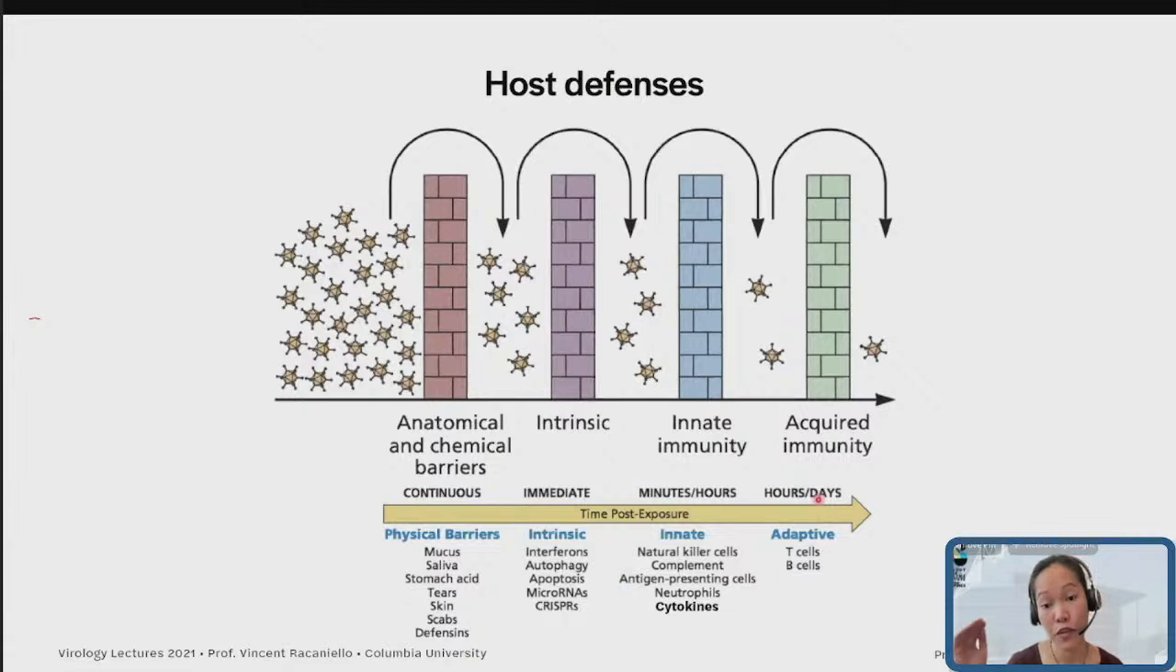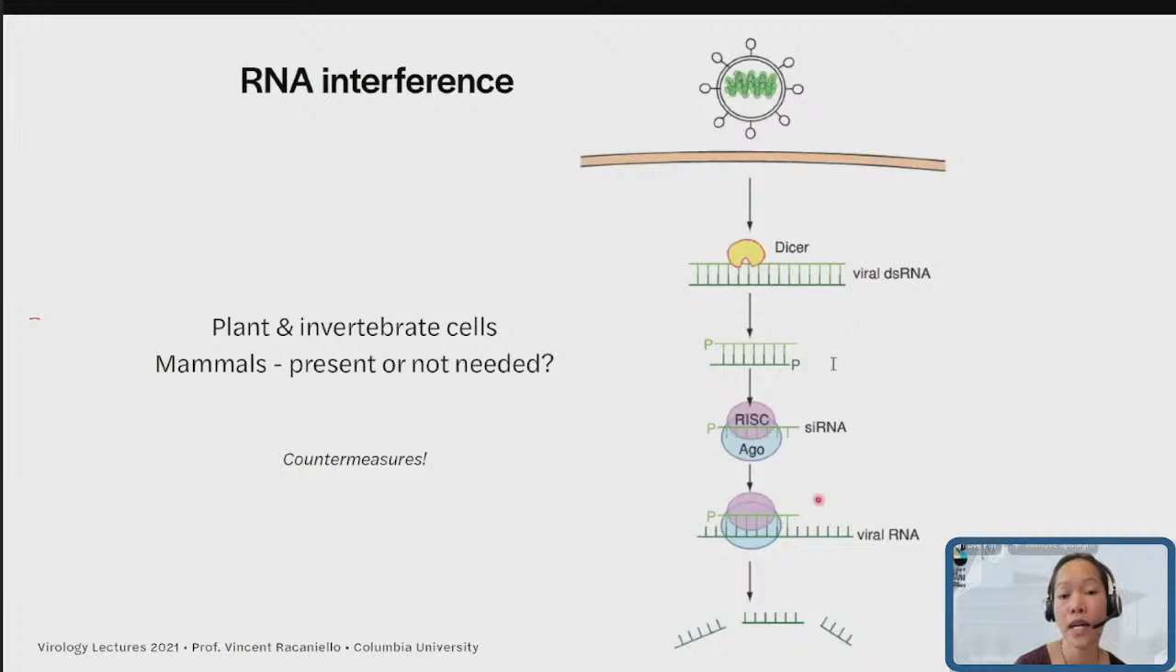So examples of intrinsic defense are RNA interference, CRISPR, epigenetic silencing, and other proteins that we already have in our cells. I will explain those one by one, but first, RNA interference. Although my topic says vertebrates, this is the only slide that comprises plants and invertebrate cells. RNA interference usually happens with RNA viruses.